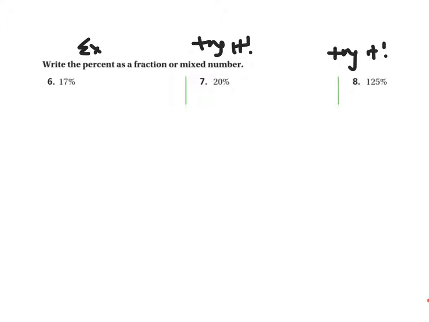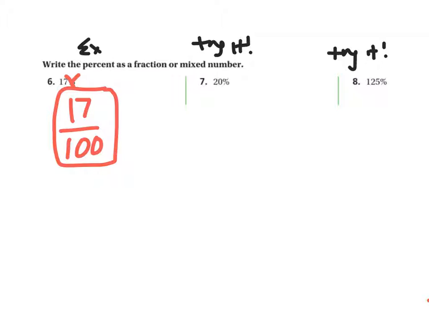Okay, so here's some example and try it problems. We're going to write this percent as a fraction or a mixed number for some of them. So for example, for 17%, you drop the percentage sign off. And then you just write 17 over 100. And that's all the way simplified. Okay, go ahead and try the next 2 on your own.